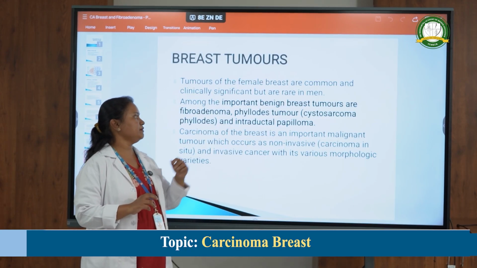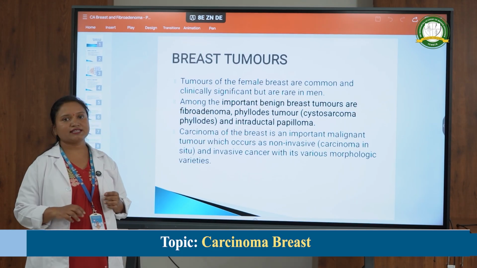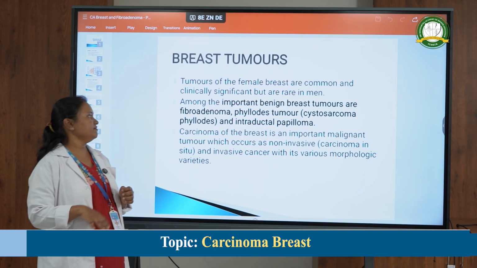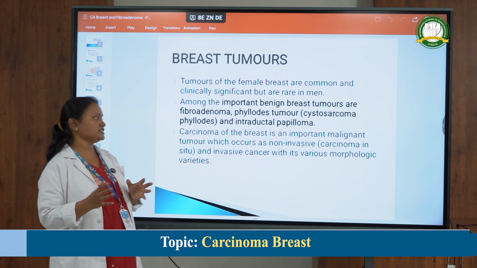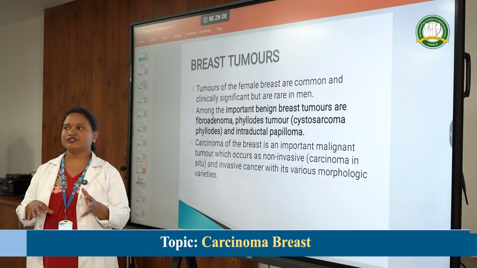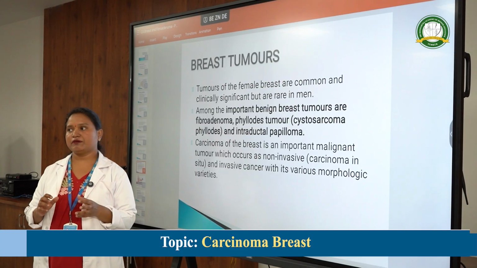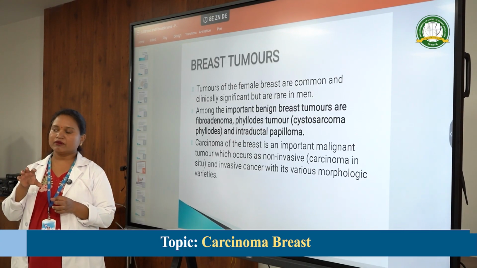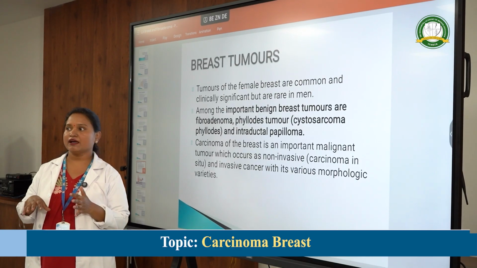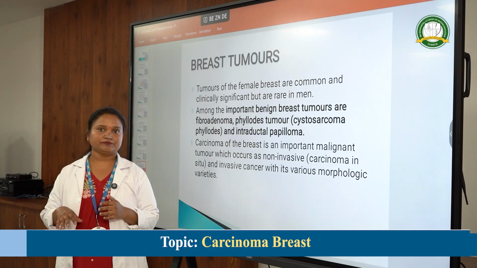Carcinoma of the breast is an important malignant tumor which occurs as a non-invasive, that is carcinoma in situ, and invasive cancer, and it has various morphological varieties. So what do you mean by in situ? There won't be a breach in the basement membrane, so the basement membrane will be intact, whereas in invasive carcinoma there will be a breach in the basement membrane.